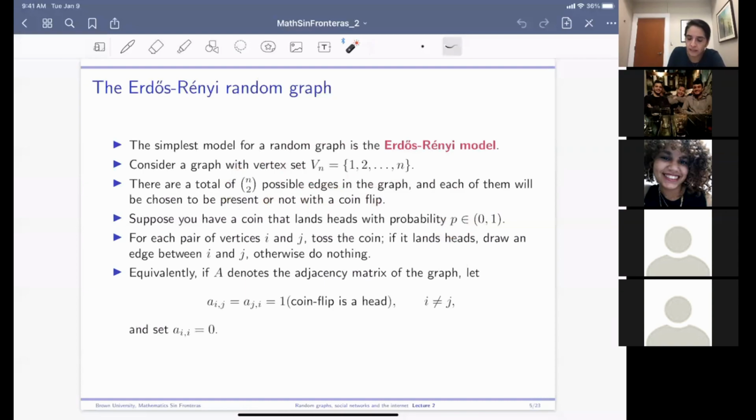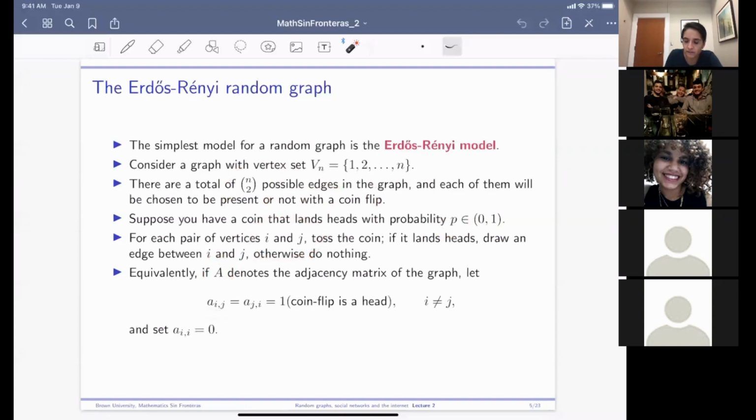So specifically, if I have two vertices, i and j, then I toss a coin. If it lands heads, with probability p, I draw the edge between i and j. And if it lands tails, I do not draw any edges. In this notation, the adjacency matrix of the Erdős-Rényi graph can be written as a symmetric matrix.